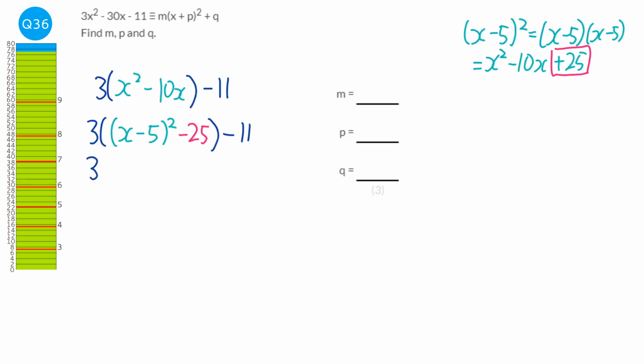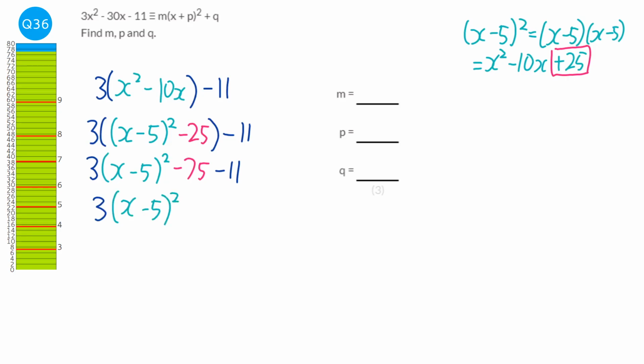So we're going to expand the brackets slightly. Going to leave the 3 on the outside of the x. In fact, let's keep the colour scheme going. So we're going to have the x minus 5 squared bit there. 3 times minus 25, it's minus 75. And then we've got this minus 11 at the end. Okay, and we're very, very close to finishing. All we need to do now is sort out the minus 75 and the minus 11.